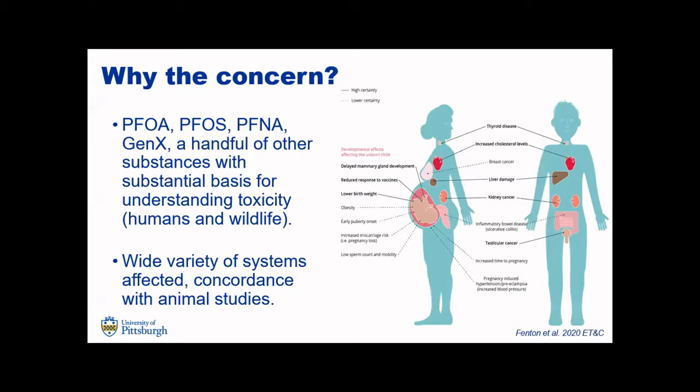So this is a figure I like to show because I think it gives you a really good grounding on just how diverse the toxic effects of PFAS are, but also where we have the most certainty. This is from a review paper by Sue Fenton et al. And what you can see here is all of these systems that are linked with a solid line are the ones for which we have the highest confidence. And so you can see with high confidence, we understand that many of these PFAS affect thyroid disease, increased cholesterol levels, delayed mammary gland development, reduced response to vaccines, low birth weight, kidney cancer, liver damage, et cetera. And I want to specifically highlight this impact on immune effects, so the reduced response to vaccines.